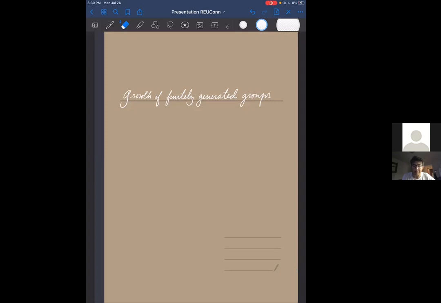I'm a student at Princeton University, participating in the Math REU program at Tufts University this summer, specifically in the Geometric Group Theory Research Group. Today, I'm going to talk a little bit about the so-called growth of finitely generated groups, what that means, why we care about it, and some of the broader implications in algebra and geometry.